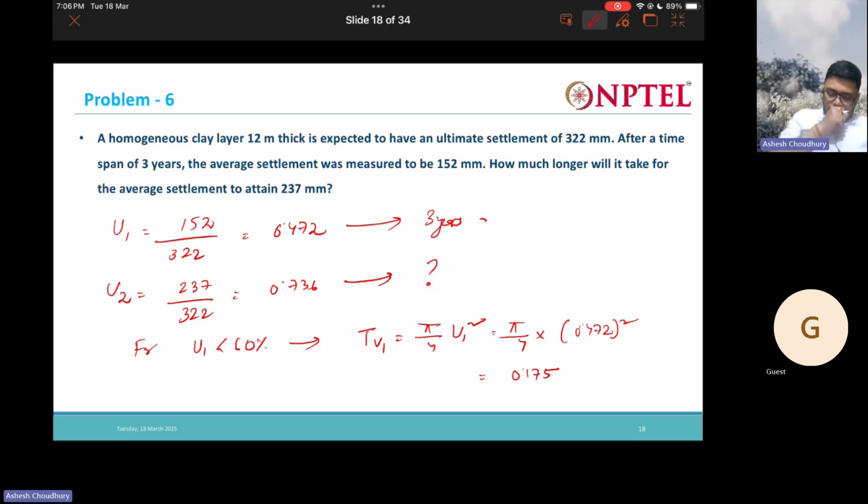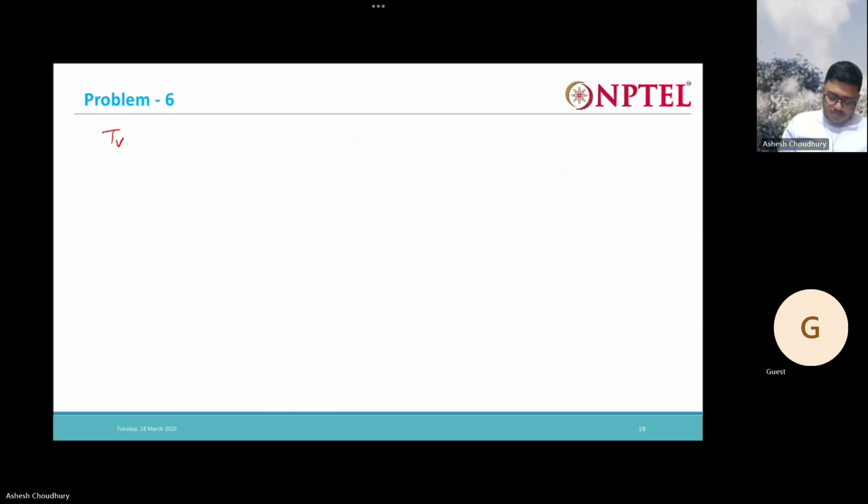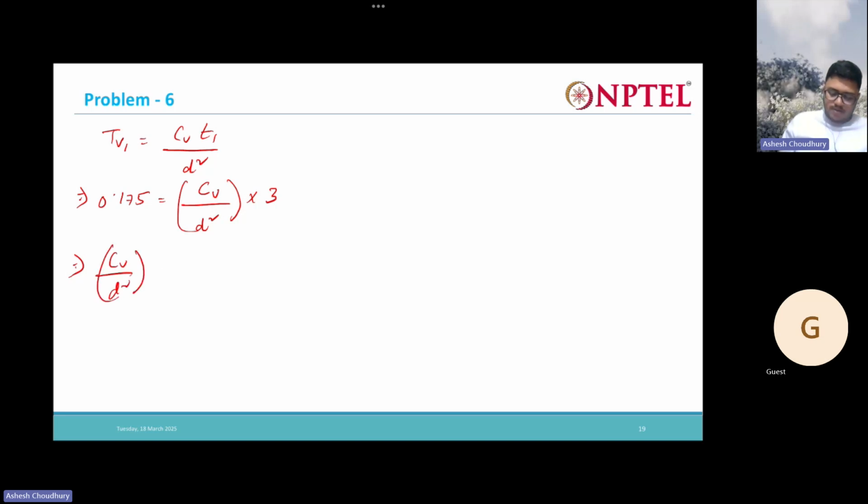Right, so we have that times 3. So 3 years. From here, CV by D square I will get as 0.175 by 3.